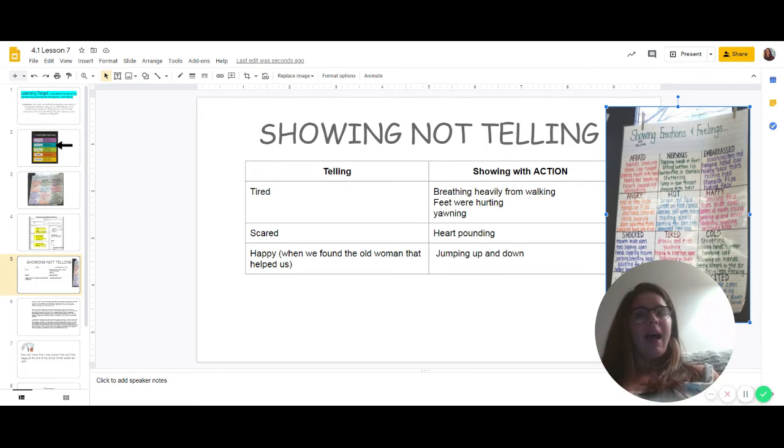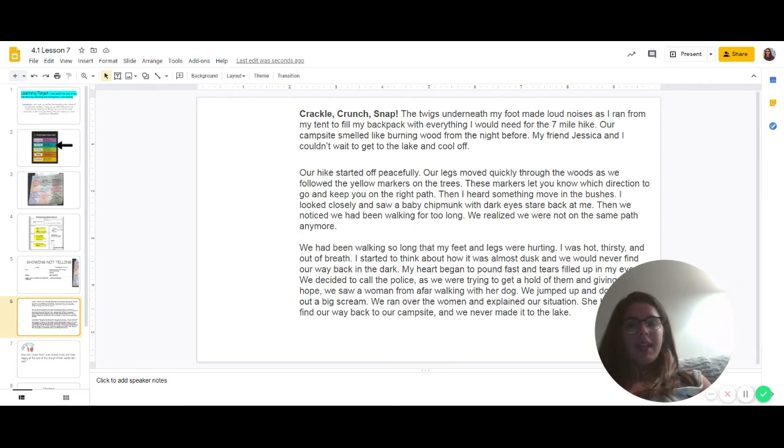I remember this. How can I show that I was scared? My heart was pounding. And how can I show I was happy? I remember my friend and I, when we saw the old lady, we jumped up and down. We were like, yes! We were like, hello! We were so happy. So instead of saying it, I'm going to show it in my story. So I wrote the ending here.